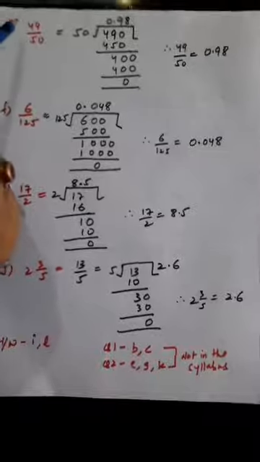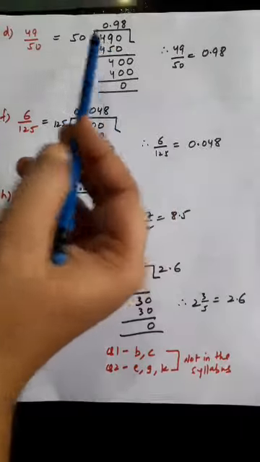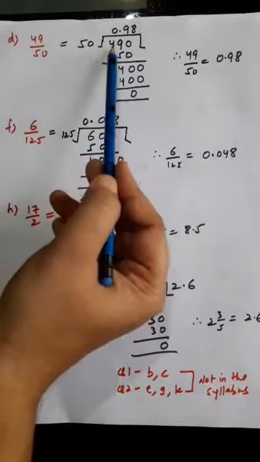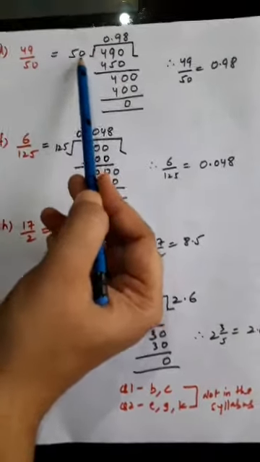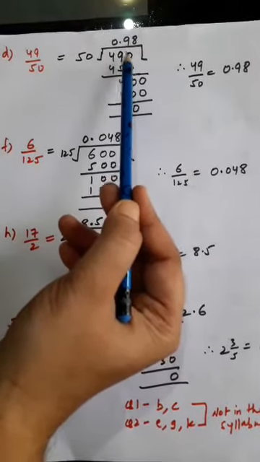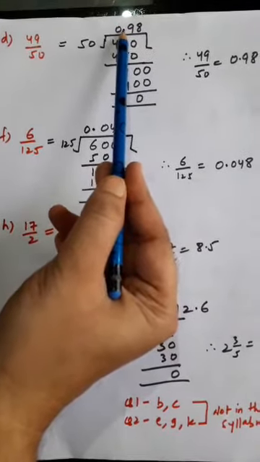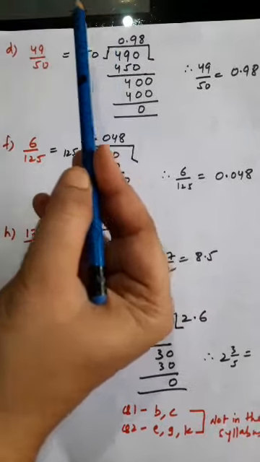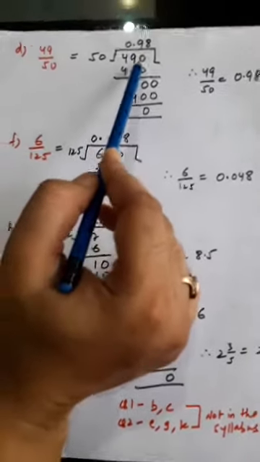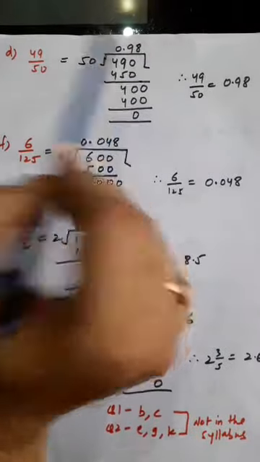Now D part students, 49 upon 50. So this can be done by dividing. Okay, so 49 is divided by 50 here. You can see students that 49 is less than 50, so you have to add a 0 here. Okay, when you add a 0, you have to put a decimal point in the quotient. So here you put the point, you put a 0 here, so 9 fives are 45, 450.